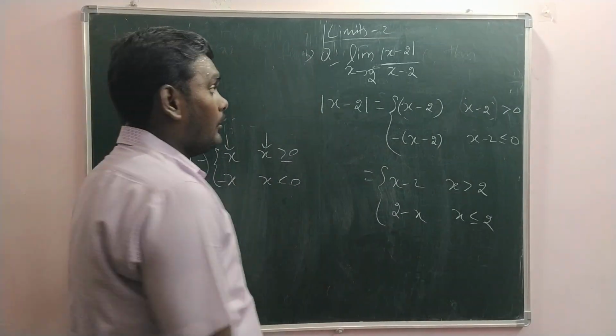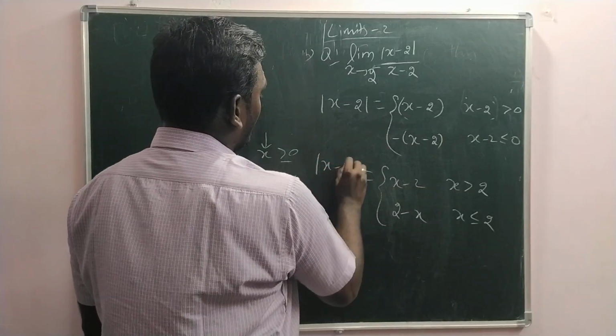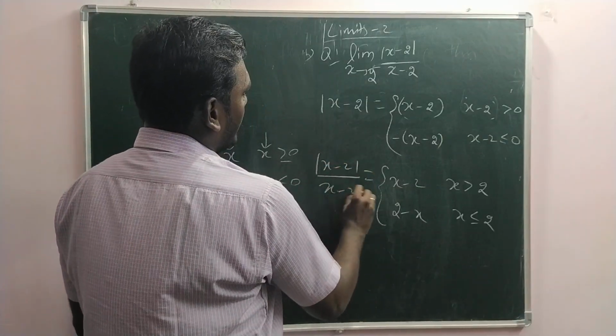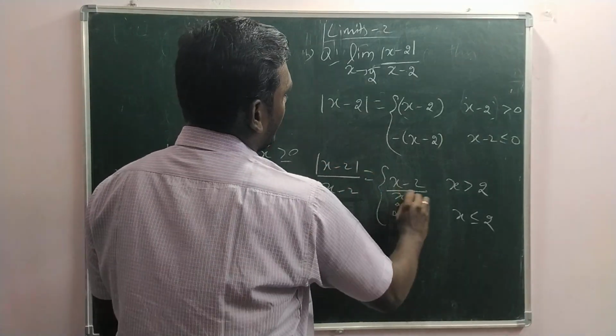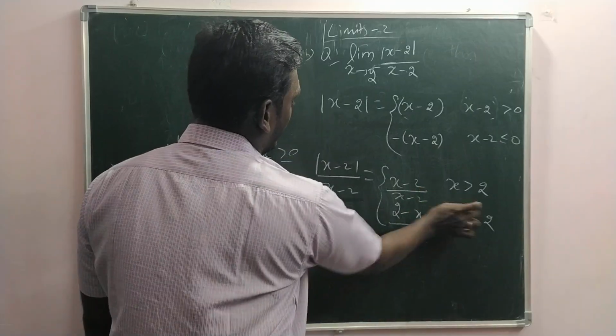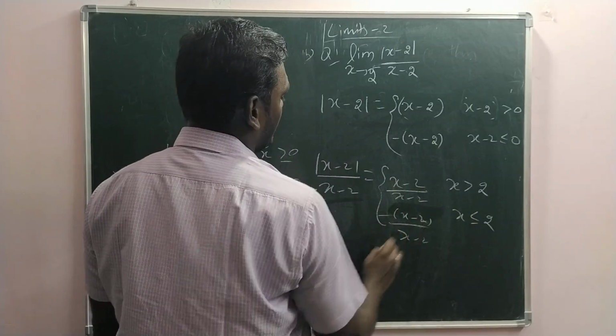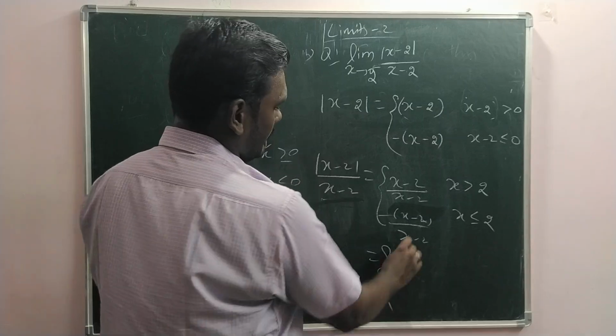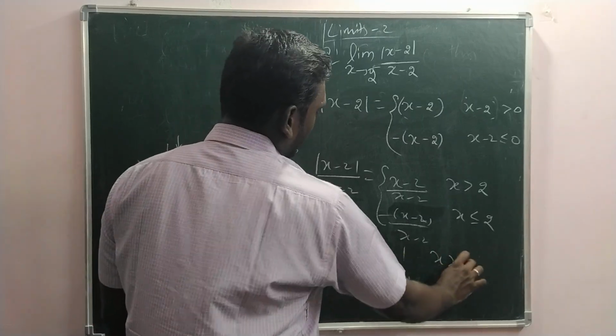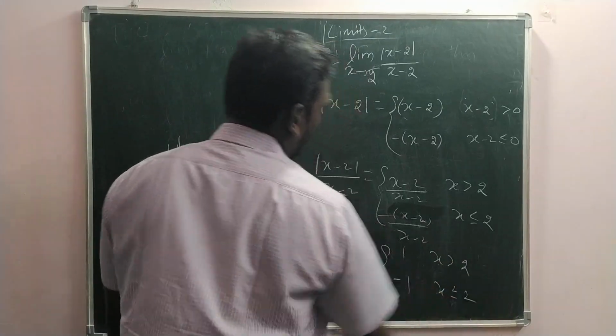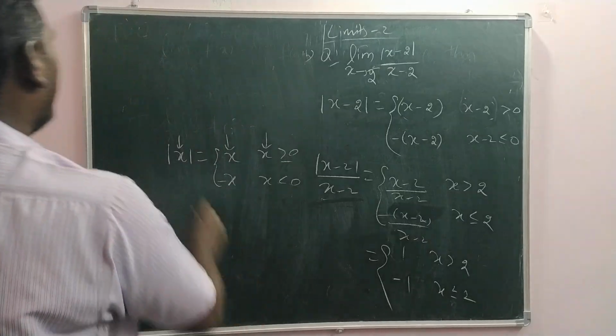This is actually modulus of x minus 2 divided by x minus 2 that we should put. So divided by x minus 2, and here also minus of x minus 2 we will put. Then we'll get plus 1 when x is greater than 2, and minus 1 when x is less than or equal to 2. Now we should calculate the 2 minus limit.